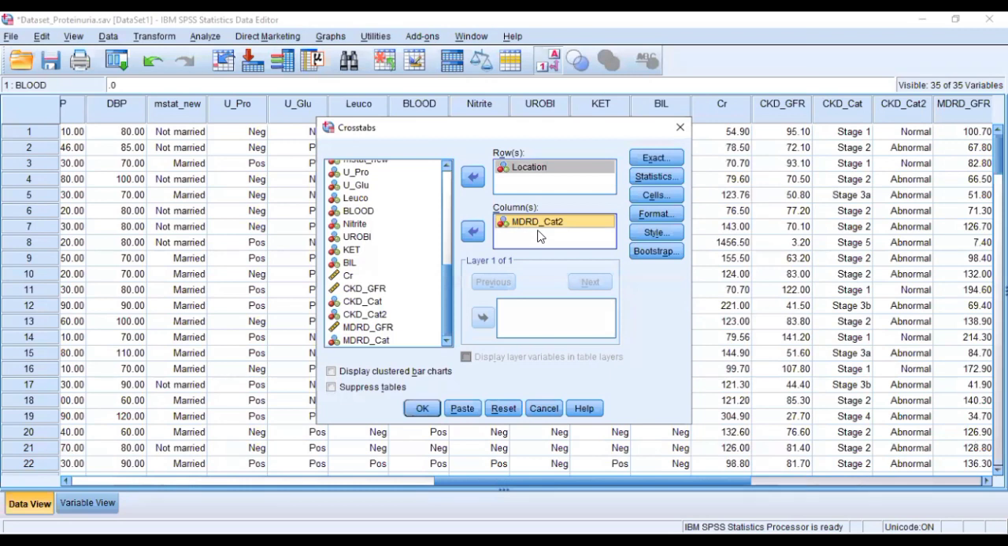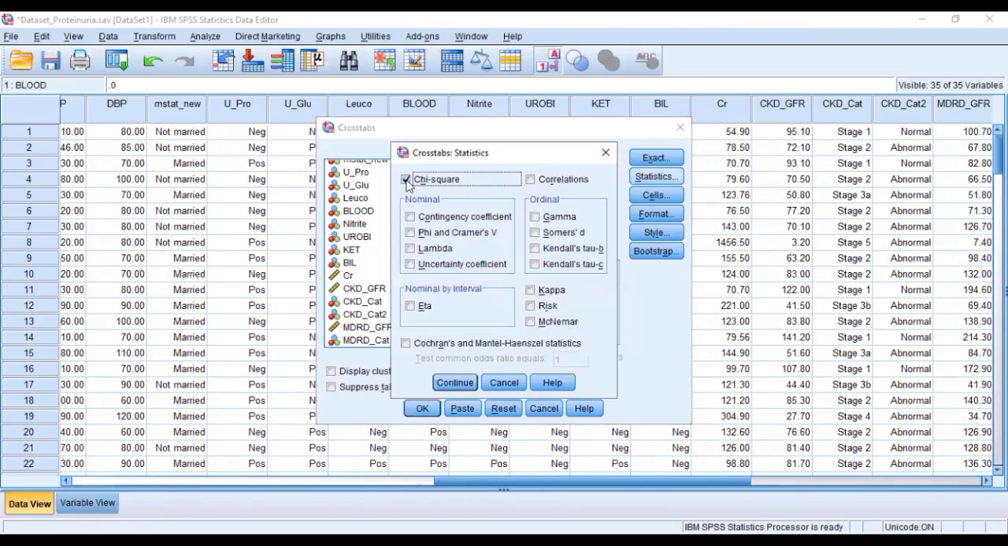So the particular variables you want to do the cross tabulations with your chi-square analysis for, you select the two. Now you come to statistics and check chi-square at the top here. Then you press continue.